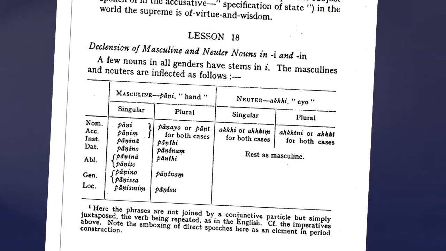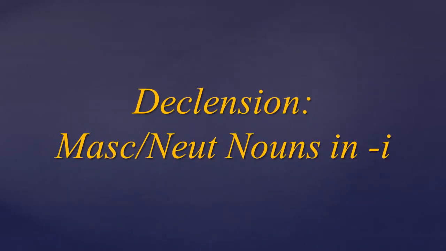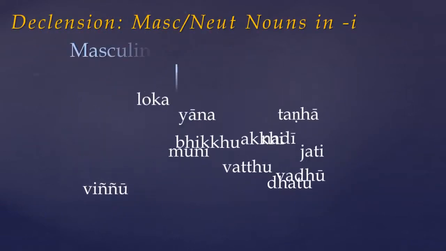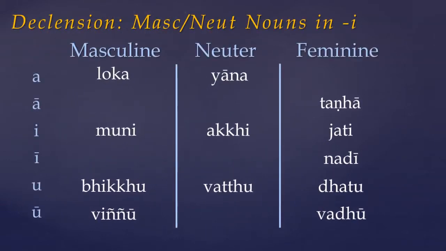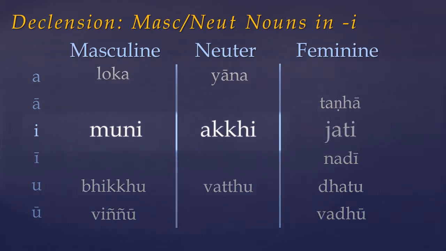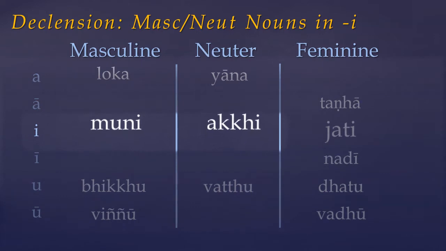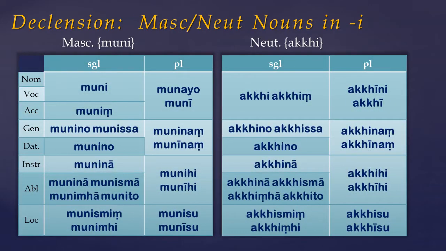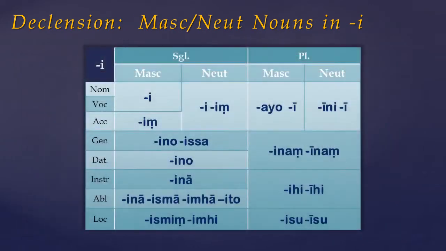So, Warder now begins to introduce some other of the declension patterns, and we begin with the declension of nouns in I. All noun genders have stems ending with I. But today we're only concerned with the masculine and the neuter. So if we take our example nouns and look at how each of these decline, we can then extract the stems and, with a little rearranging, create a generalized table.